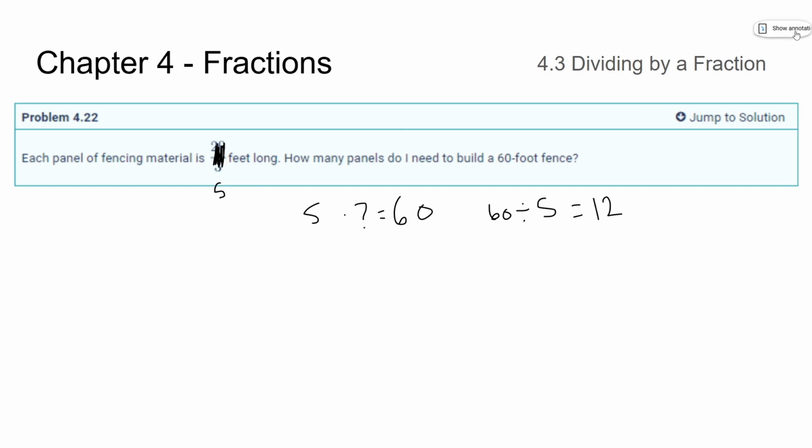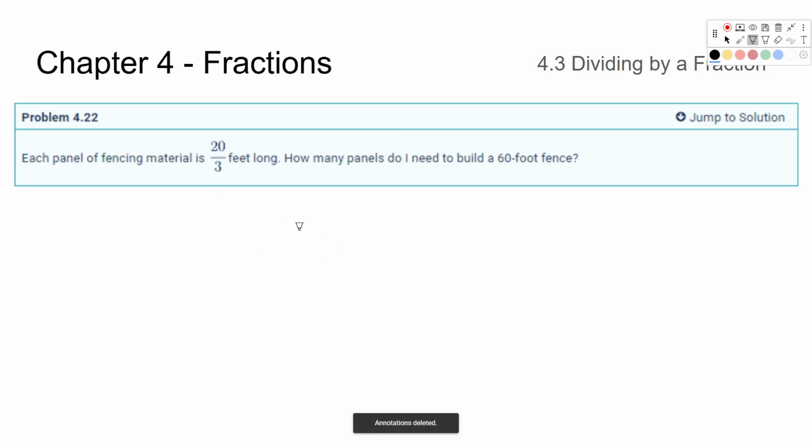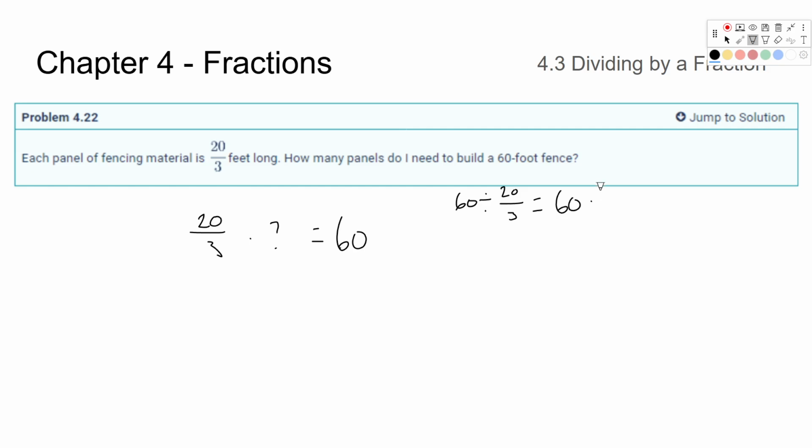So now we can do the same thing. Let's go back and just clear this out. And now we know it's 3/20, but it's going to be the same thing. So we have 3/20 for each one. We know we want a total of 60 feet. Then how many panels do we need? So that's going to be the same thing as before. So 60 divided by 3/20. And that'll be the same thing as saying 60 times 20/3. And you might already see the shortcut here.